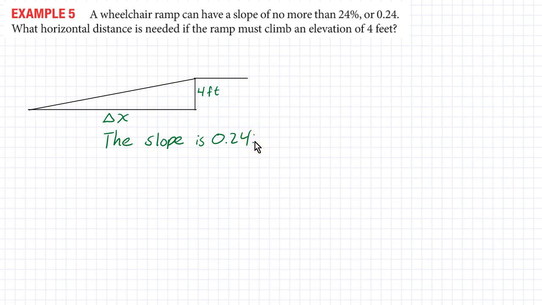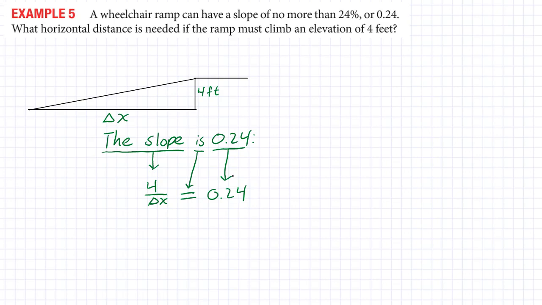So to turn this into an equation, the slope is what we call delta y over delta x, but we know the delta y has to be 4 feet, so we're going to write that as 4 divided by delta x, and the "is" turns into equals, because that's what equals means, and that must be 0.24. Didn't have to do much with that.